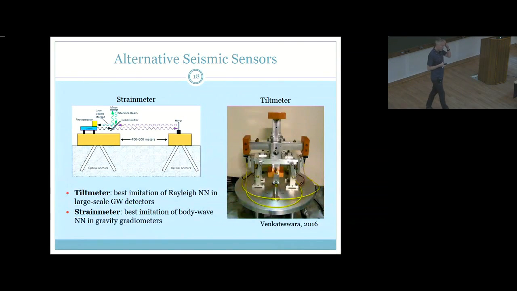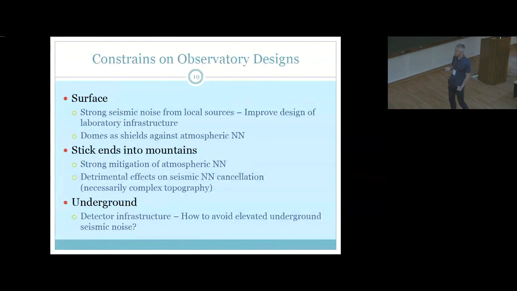And a gravity gradiometer is simply, what I mean by that is a very, very short gravity strain meter, something which is so short that you are essentially measuring the gradient of gravity fluctuations. In that case, you could do body wave Newtonian noise cancellation very efficiently with a seismic strain meter. The same story as the tilt meter for Rayleigh Newtonian noise. So I think it is really interesting to look into these instruments more carefully and analyze the problems more carefully. So I'm coming to the end now.